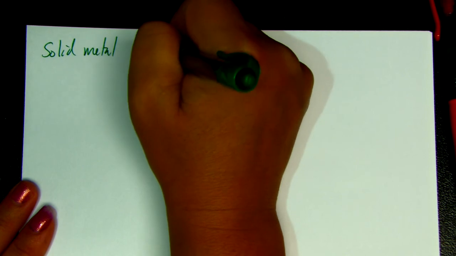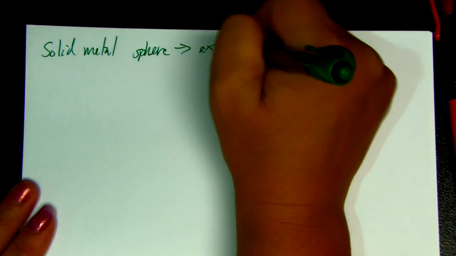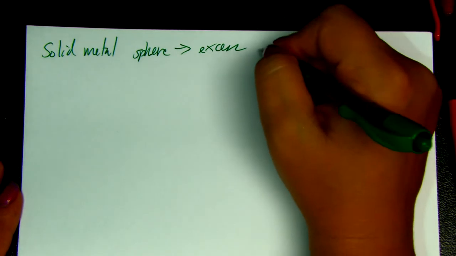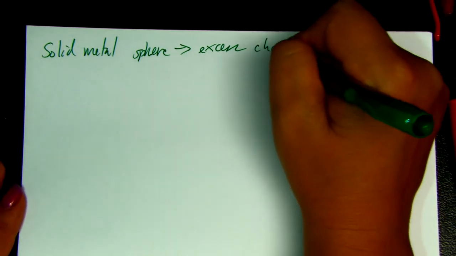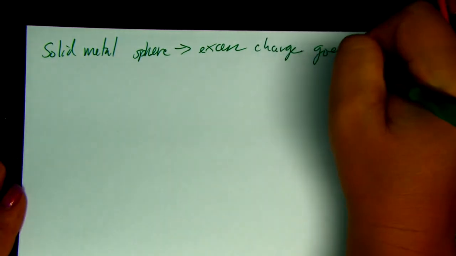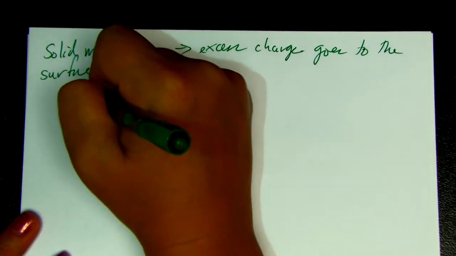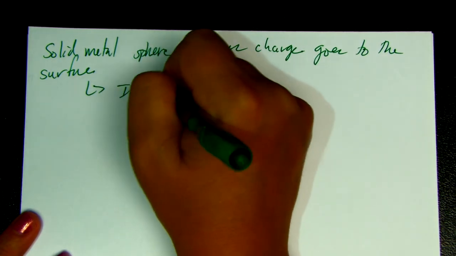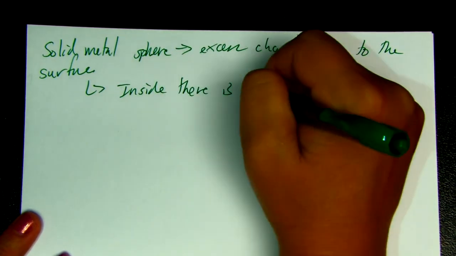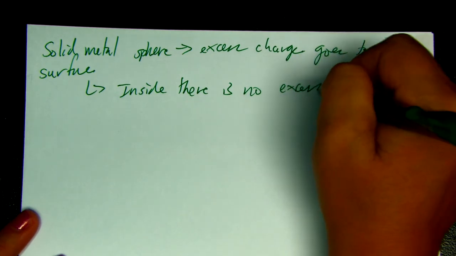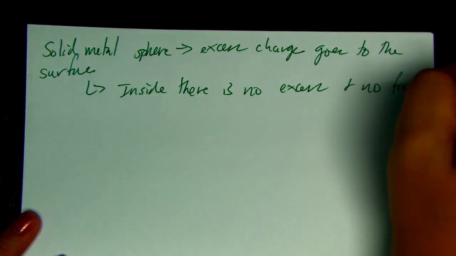Also, if you have a solid metal sphere, the excess charge, so solid metal spheres essentially act like charged shells. The excess charge goes to the surface, and inside there is no excess and no field.